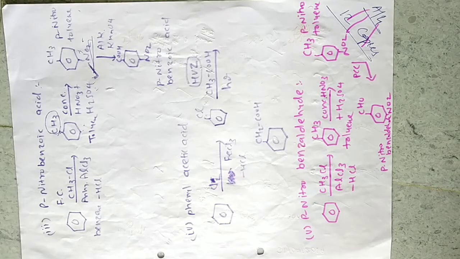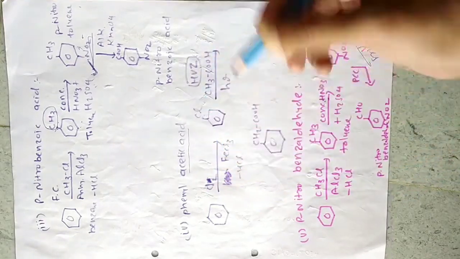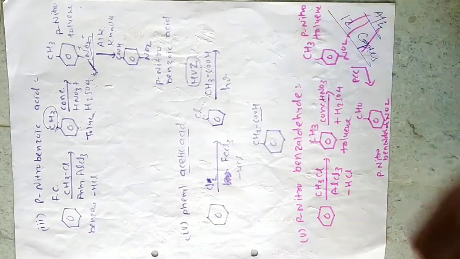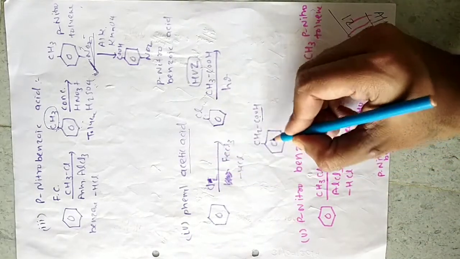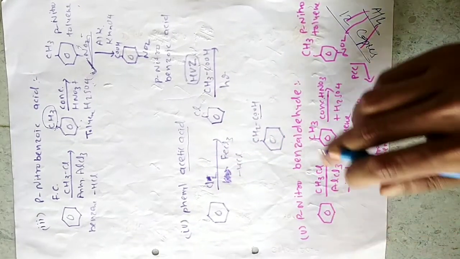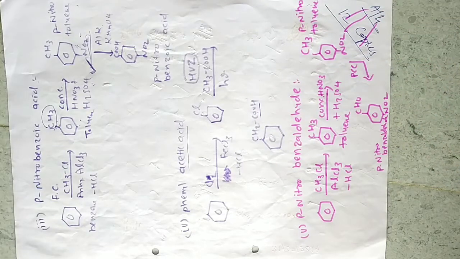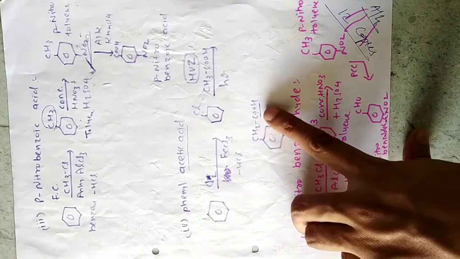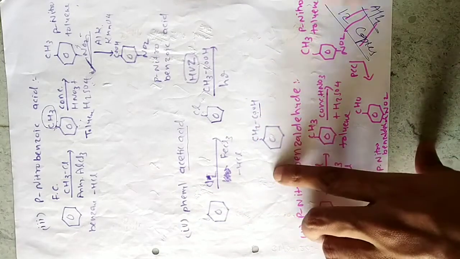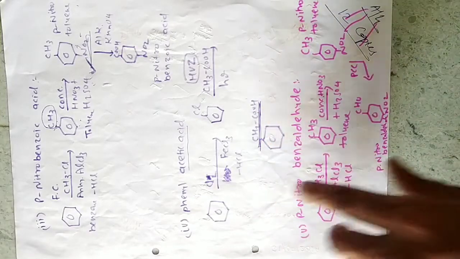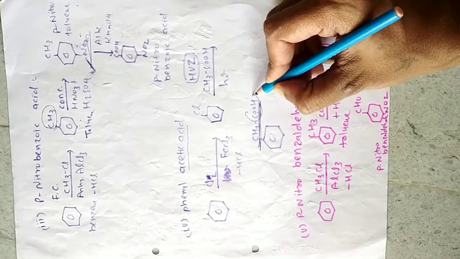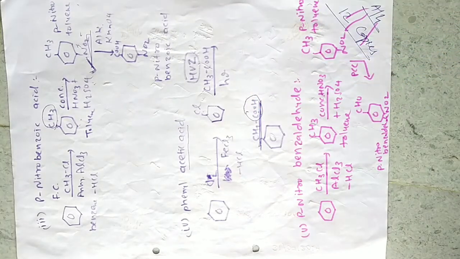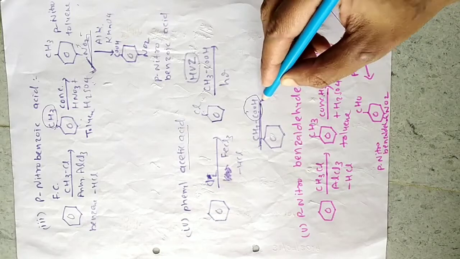The next one is phenyl acetic acid. You can see this one is benzene. Phenyl acetic acid: acetic acid is there, so 2 carbons with a COOH group. On the second carbon I have a phenyl ring, so that is phenyl acetic acid. Now in this reaction, you can see the number of carbons increases. These 2 carbons are in a chain, and the COOH group is on the chain, not on the benzene ring.